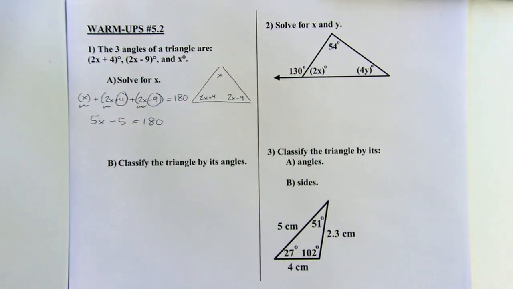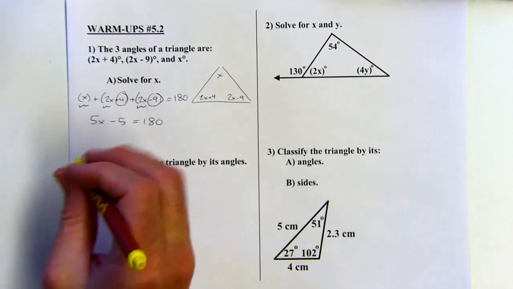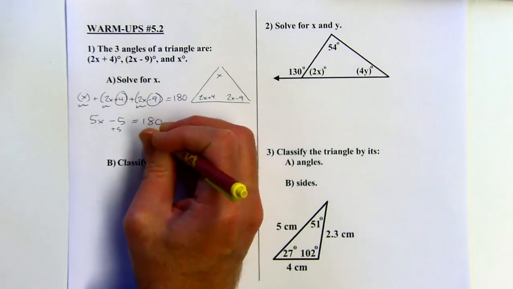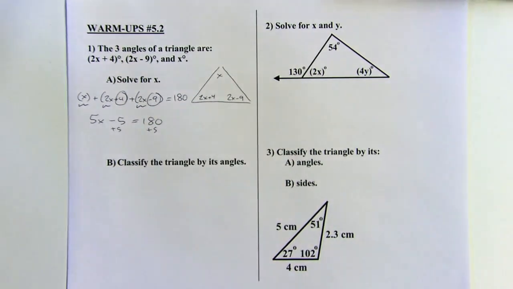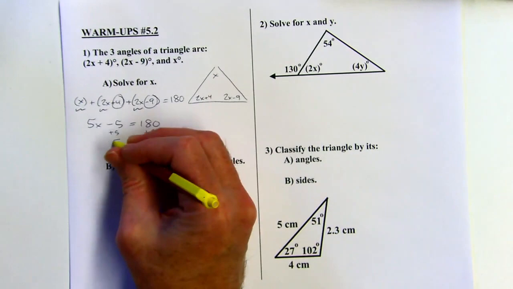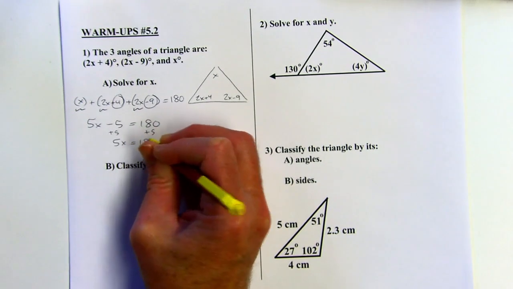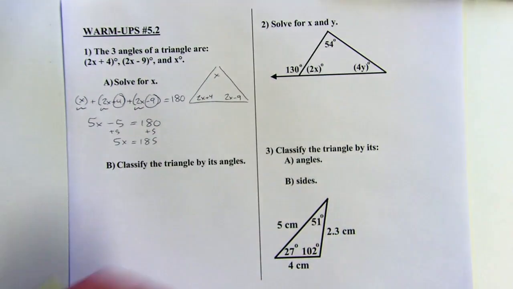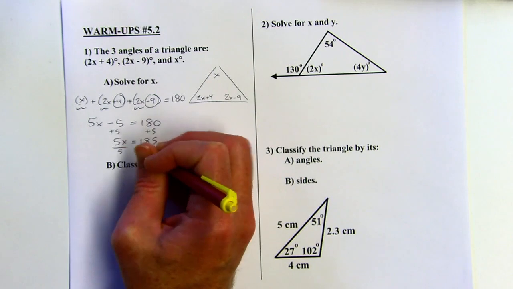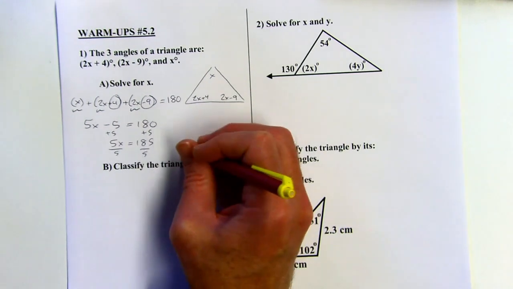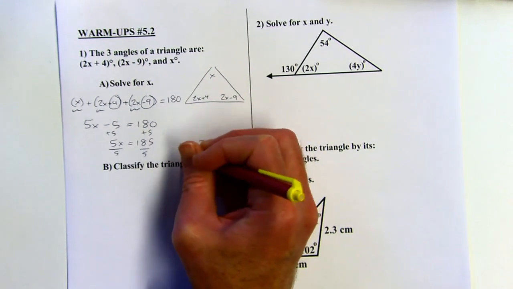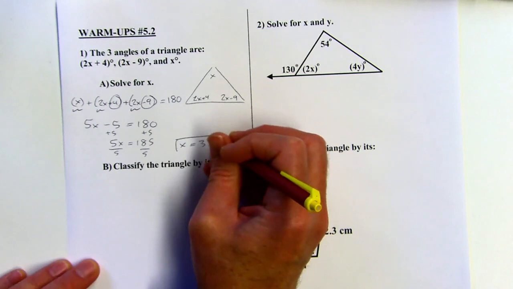Okay. Now I'm going to isolate the x. So I'm going to add 5 to both sides. And I've got 5x equals 185. And then last thing is to divide by 5, and now x equals 37. Okay, so there's my x value.